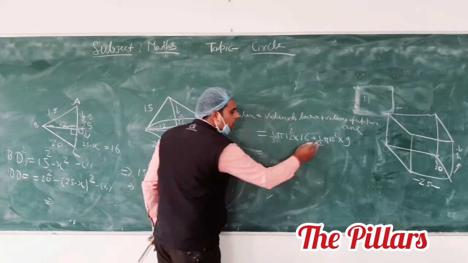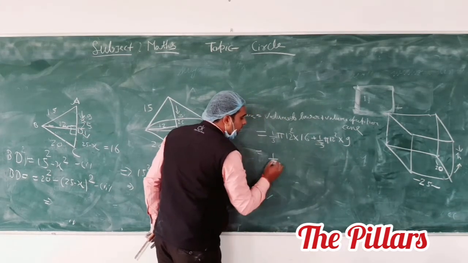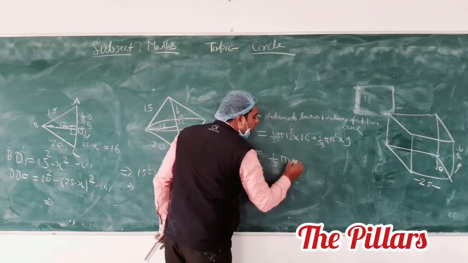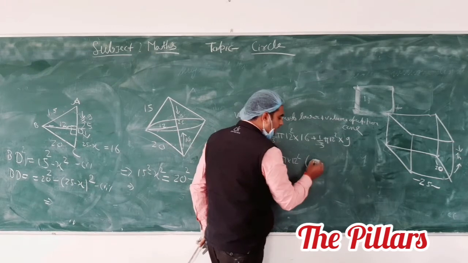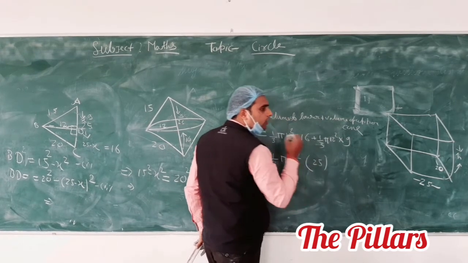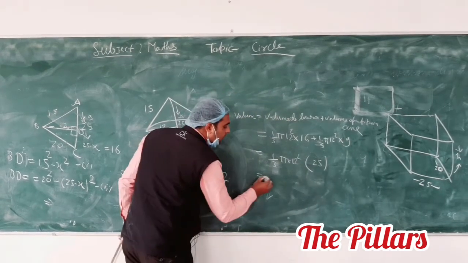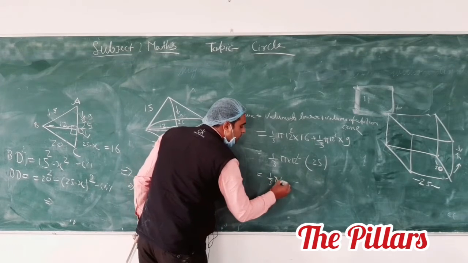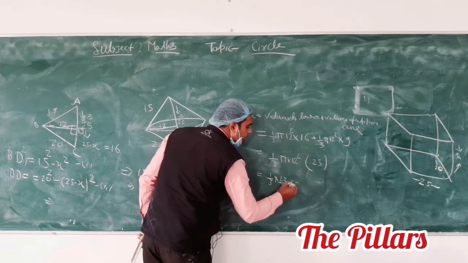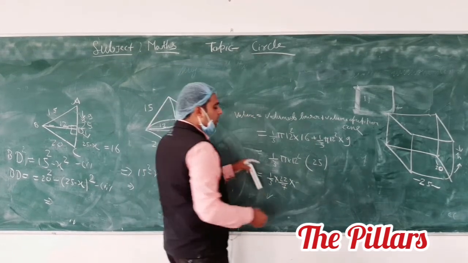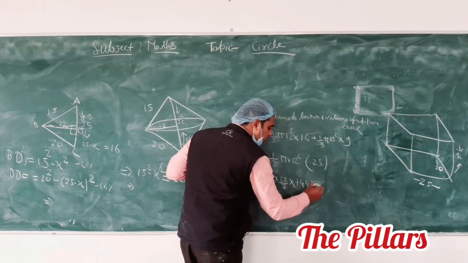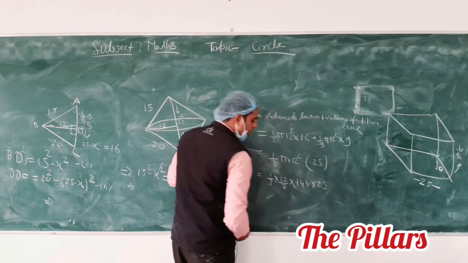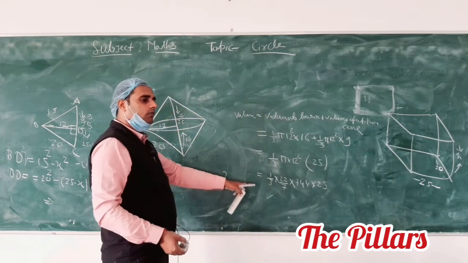We have to take common 1 by 3 pi into 12 square. The remaining value is 16 plus 9, which is 25. And this is 1 by 3 into 22 by 7 into 144 into 25. You have to calculate this value. This is the volume of the cone.